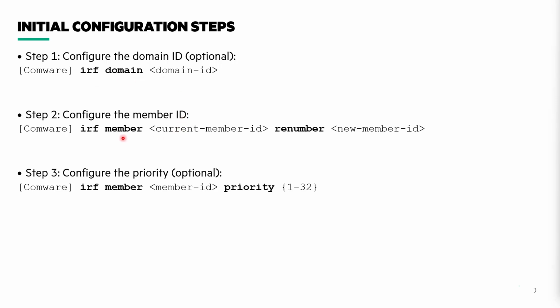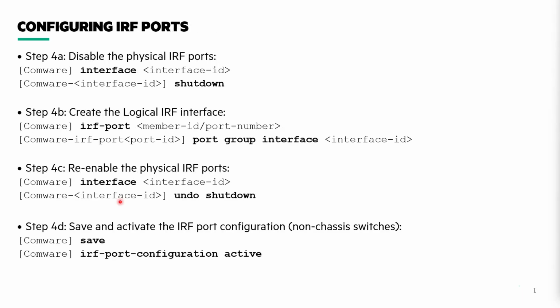To do the configuration, you go with the first command, IRF domain, and then you will need to renumber those members. There will be 2, 3, 4. That requires a reboot, obviously. You can optionally, and it is recommended, have priority. So I would configure the priority on at least my master, and then I would create the interfaces.